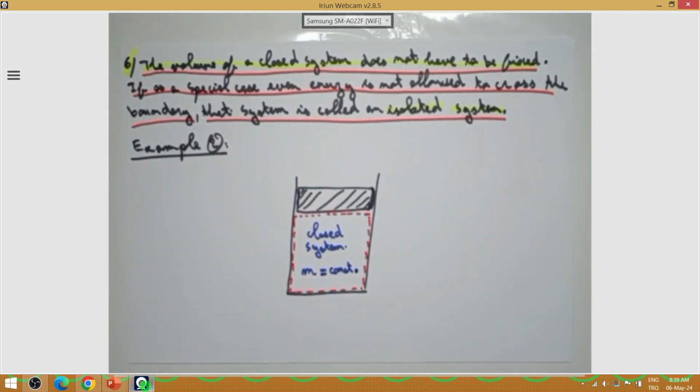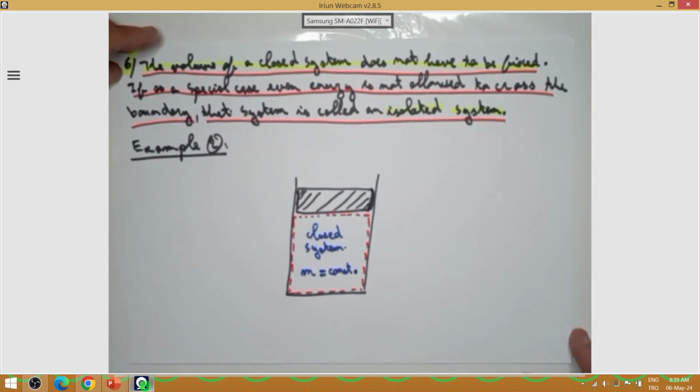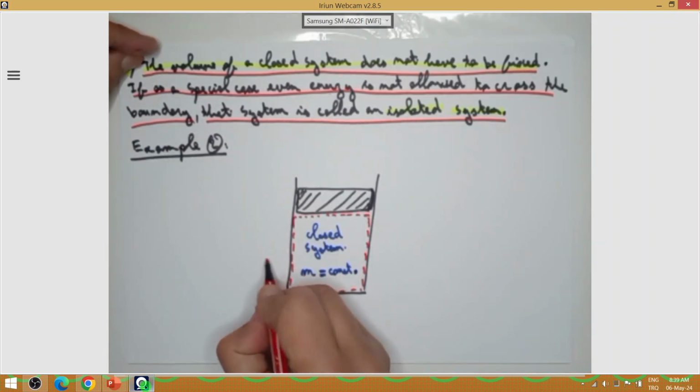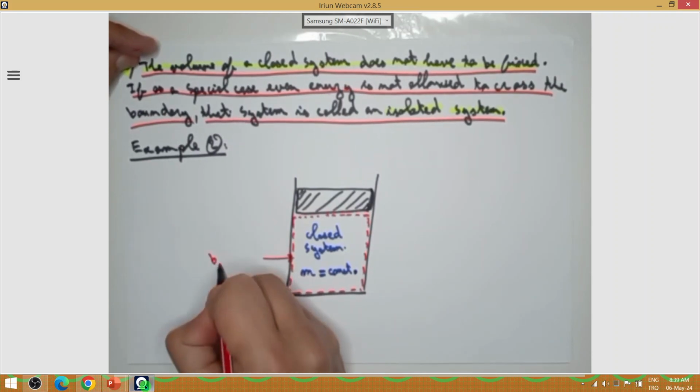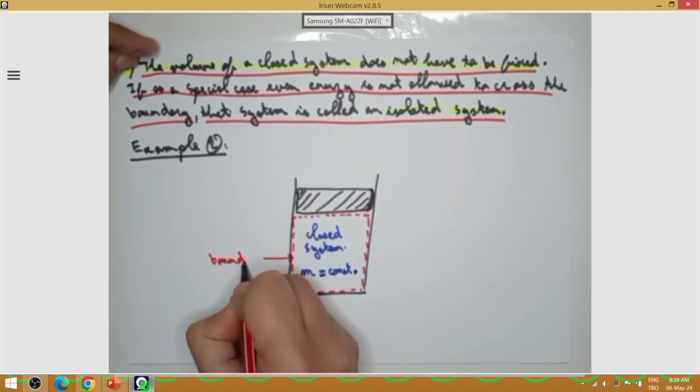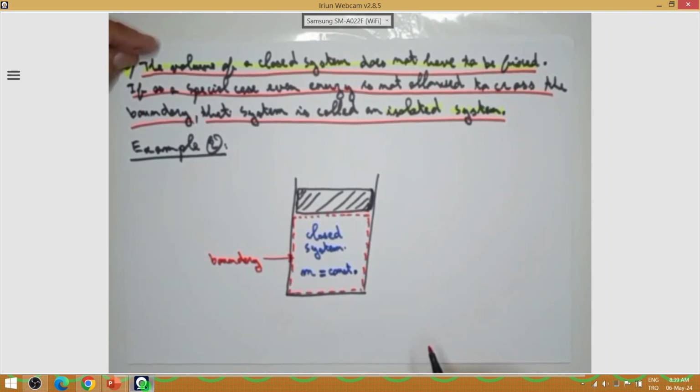And in the notes that we have seen, we spoke about moving boundary and fixed boundary. So this is the boundary in general. It has no thickness, as we have seen in the previous notes. It is very thin mathematically. It has no thickness. So this is my boundary.